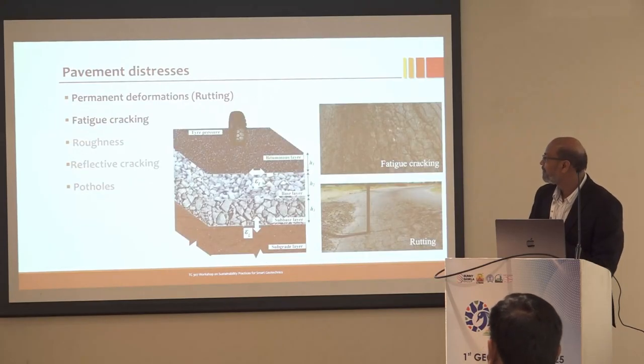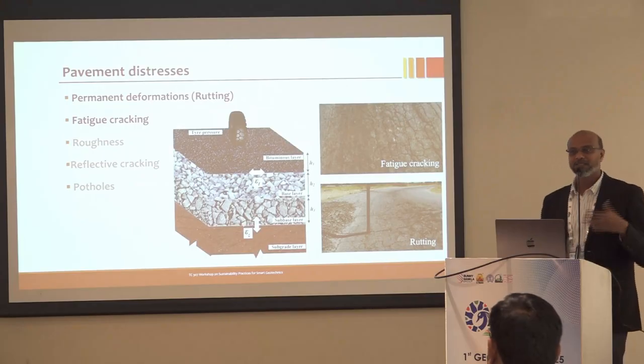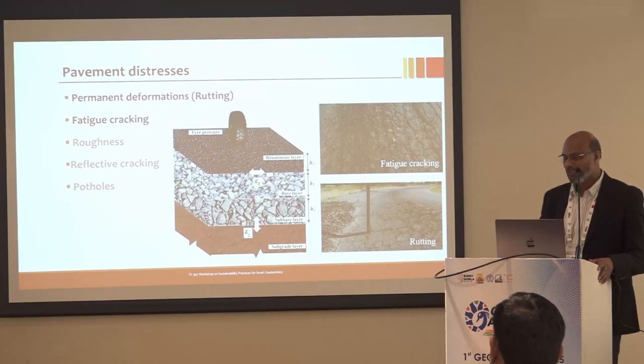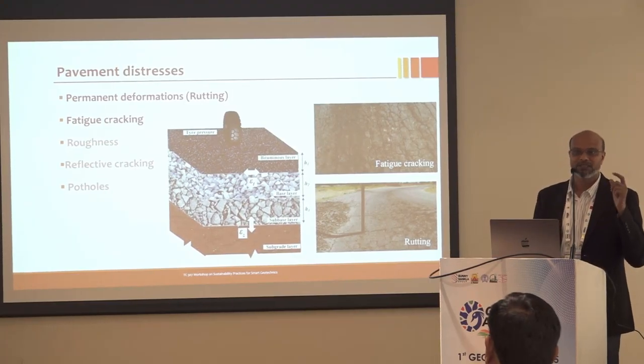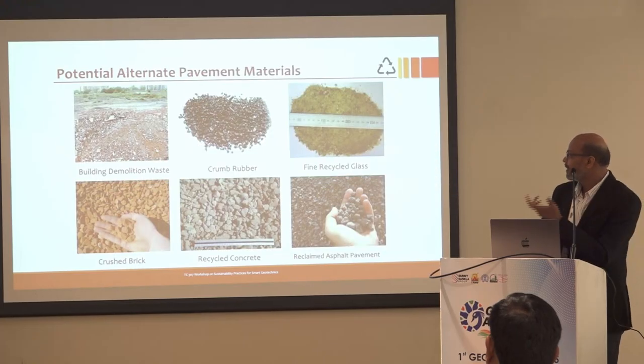So I'm just skipping, and these are all pavement failures and how we design a pavement system. Basically, the first two parameters are very important. Any pavement is designed for two cases, rutting and fatigue, and that's what I'm trying to show.